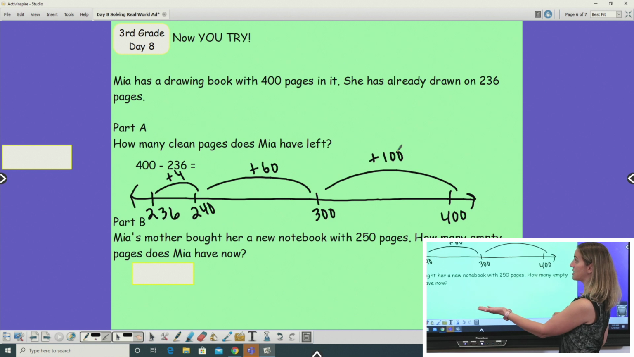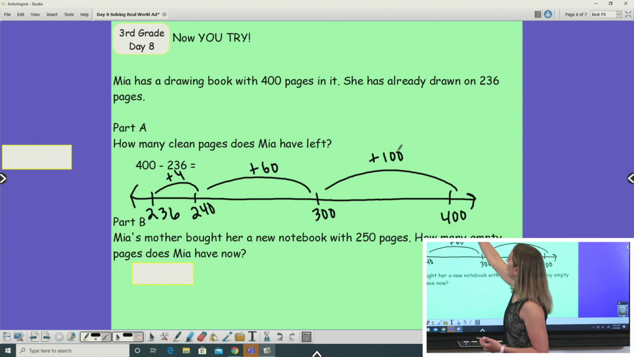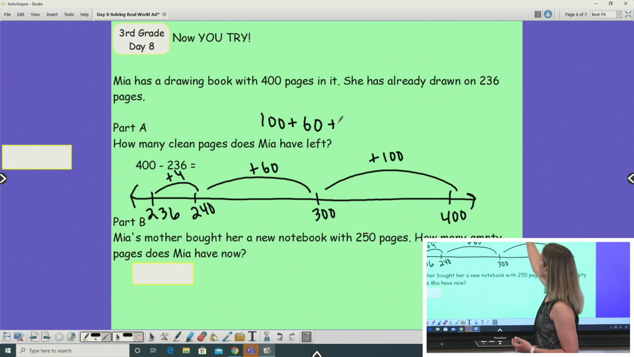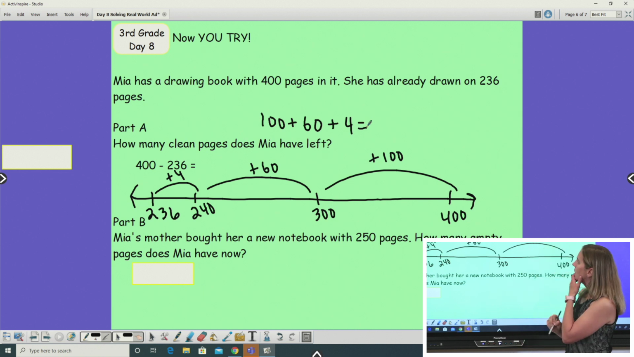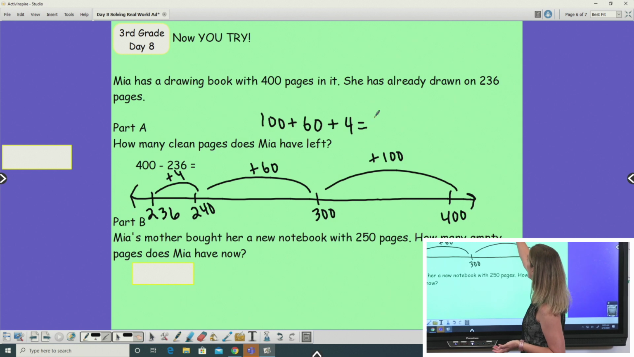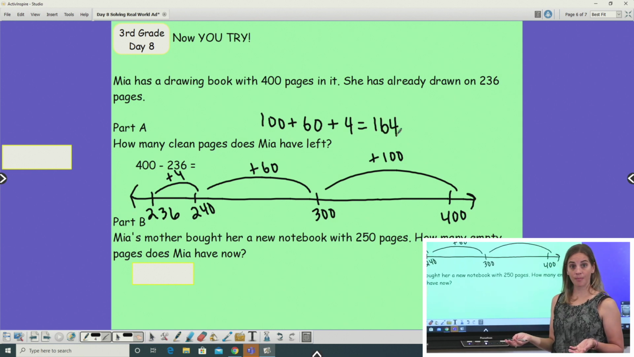Okay, so let's put all these together. Let's rearrange them and put the hundreds first. So I'm going to do 100 plus 60 plus 4. 100 plus 60 plus 4 is 164. So how many clean pages did she have?